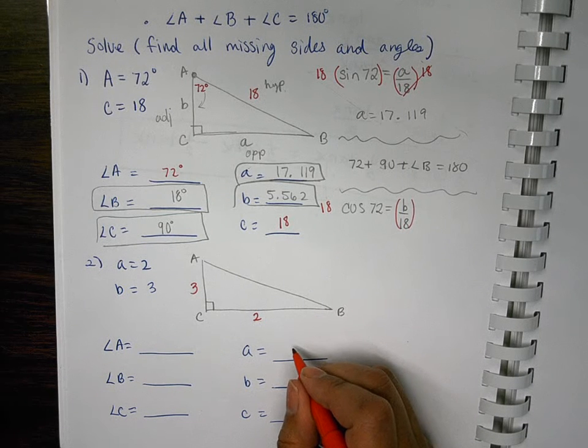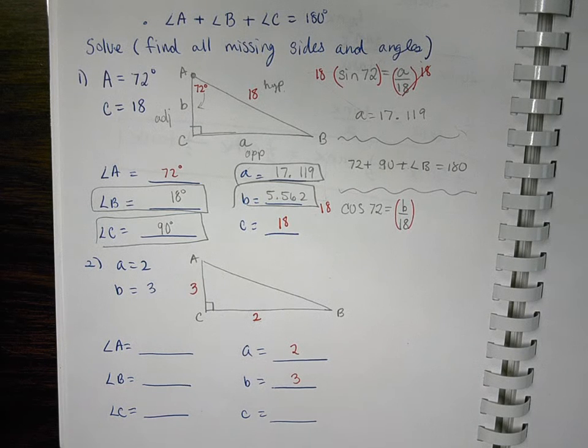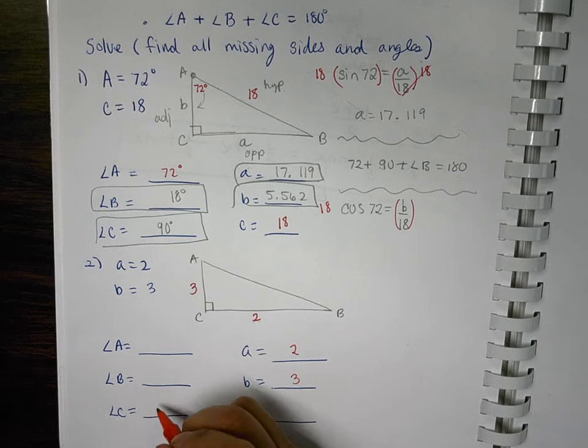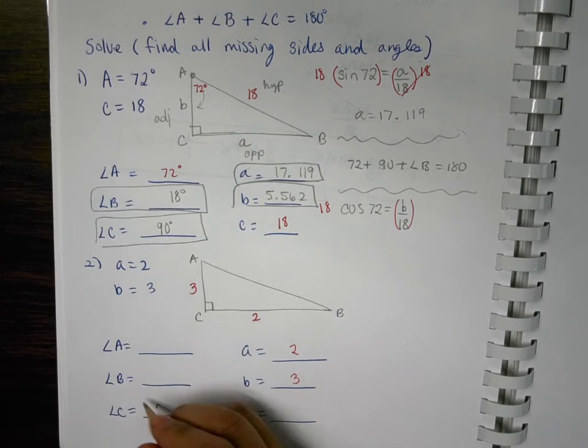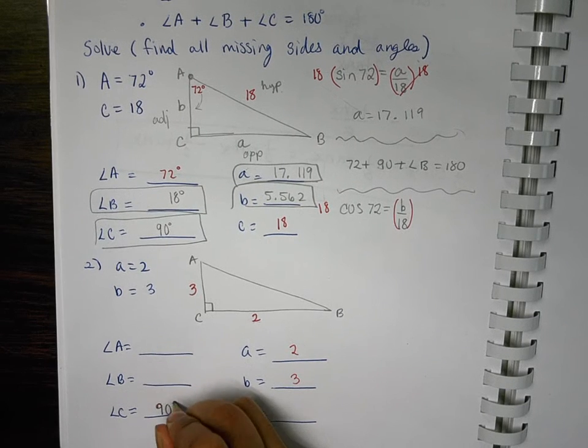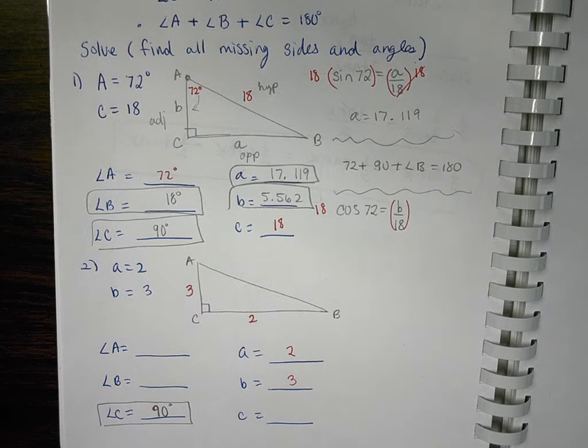Okay, so I'm going to label what's given. Little a is 2 and little b is 3. Now, did they give us any angles? No, but we know which one. C. C is 90. Okay, I'm not going to put that in pen, in pencil. Even though it's easy to find, it is still one that we found on our own that was not given.